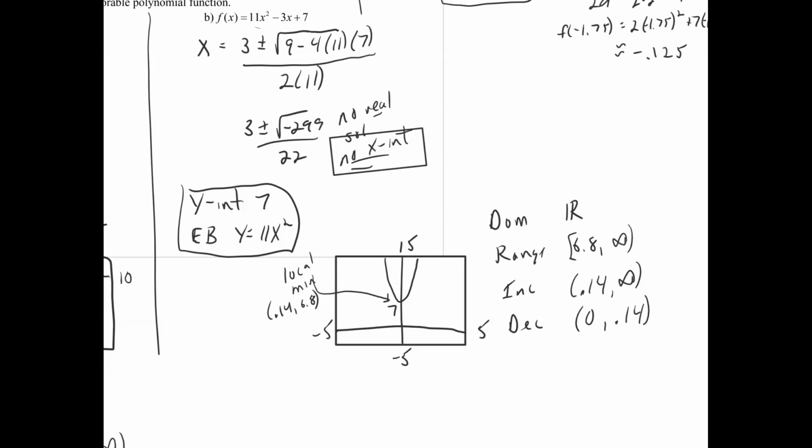So once we have that, we're able to find domain is all real numbers. The range is from 6.8 to infinity. It's increasing from that minimum value, which again is a little bit off. It's more like right here, just a little bit off. My graph is a little bit off, so it's maybe more like that, if that makes sense. Not quite at the axis. And then it's decreasing from 0 to 0.14 on the left side of that point.